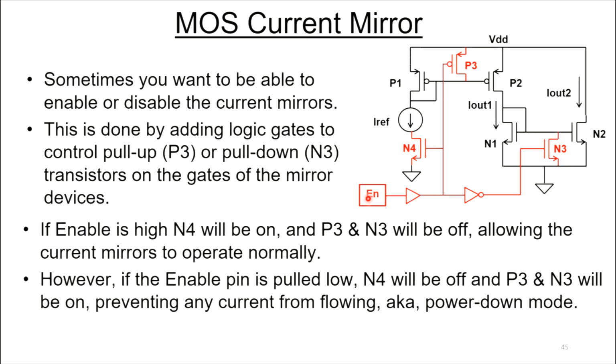However, let's say you want to go into power down mode. And a lot of times, we're producing parts that have to go in battery powered integrated circuits. So you want to be able to go into power down mode. If you pull the enable pin low, that shuts N4 off, that kills this current, then turns P3 and N3 on. P3 pulls the gates of P1 and P2 up to the positive rail, that shuts them off. N3 pulls the gates of N2 and N1 down to ground, that shuts them off. So it puts this whole thing in power down mode. So this allows you to draw almost no current through these things, and it's a nice feature to have.